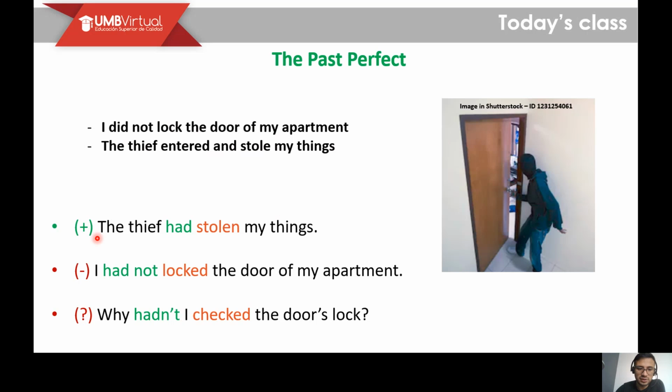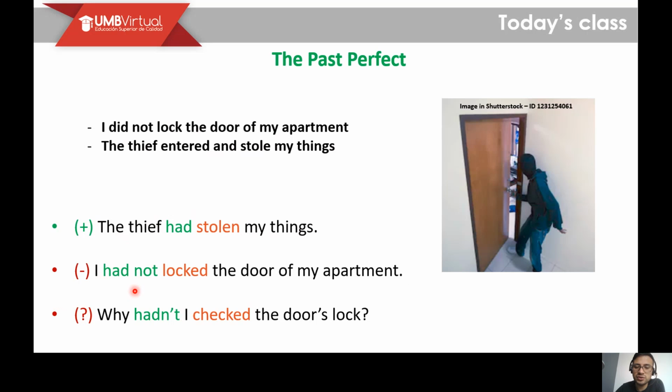So let's see the examples. The thief had stolen my things. It means that something had happened in the past. We have the noun, which in this case is the thief. Then we have had, that is the past form of have, in this case an auxiliary. And we have stolen, that is the past participle of steal, plus the complement.